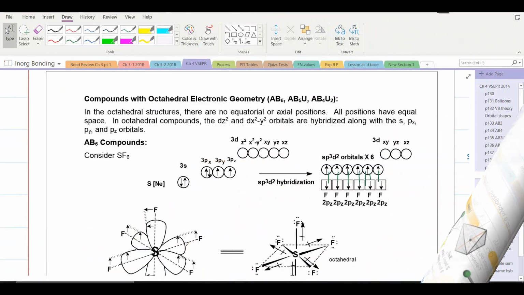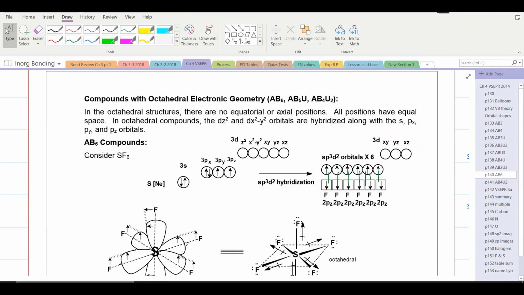Page 140. This brings us to our last group of compounds, those with 6 pairs of electrons, and they have octahedral electronic geometry. That would include AB6, AB5U, and AB4U2. So recall that in octahedral structures there are no equatorial or axial positions. All the positions have equal space.